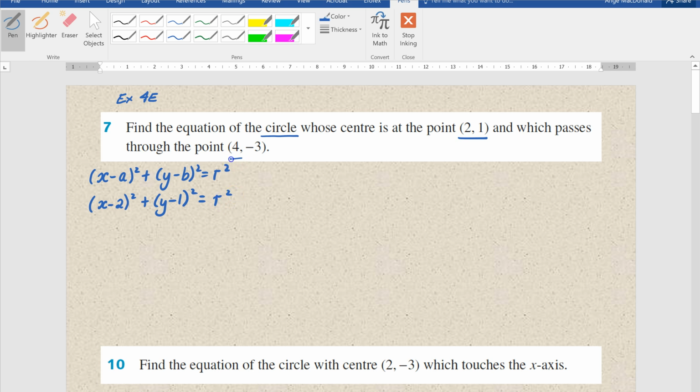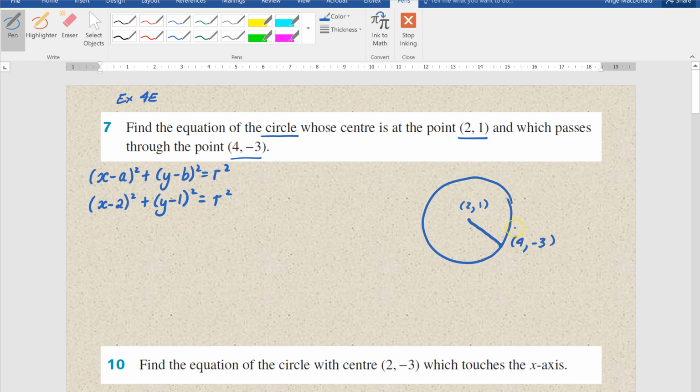And it passes through this point (4, −3). Now, there's a few different ways that we can solve this. Okay, there's our centre. (4, −3) is over here. So we want to find the radius. One of the obvious ways is we could use the distance formula.